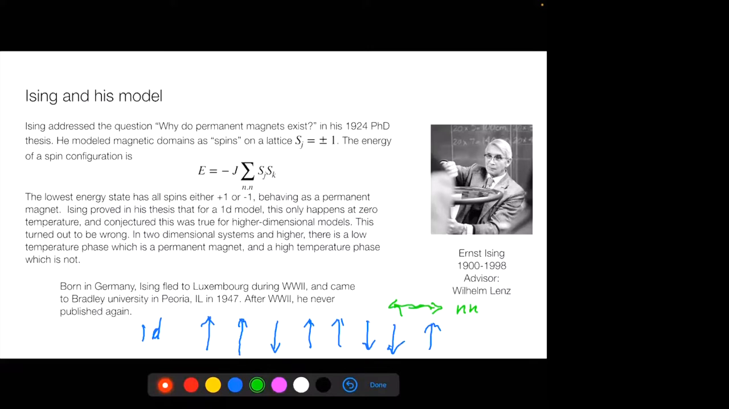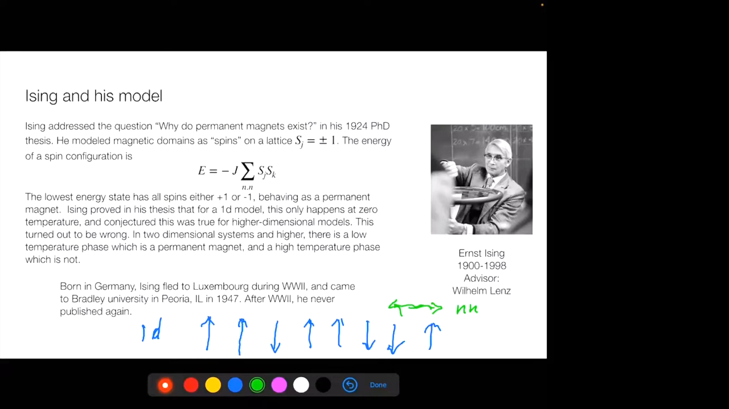It's all local. And he was asked to look at this problem by his advisor, Wilhelm Lenz, who was a pretty well-known physicist of the time. And he was able to prove that you get a permanent magnet only at exactly zero temperature, that any temperature would lead to thermal fluctuations and you don't get a permanent magnet, okay? And he conjectured that this was true for two-dimensional magnets and three-dimensional magnets. So this wasn't the explanation in his view of why permanent magnets exist.